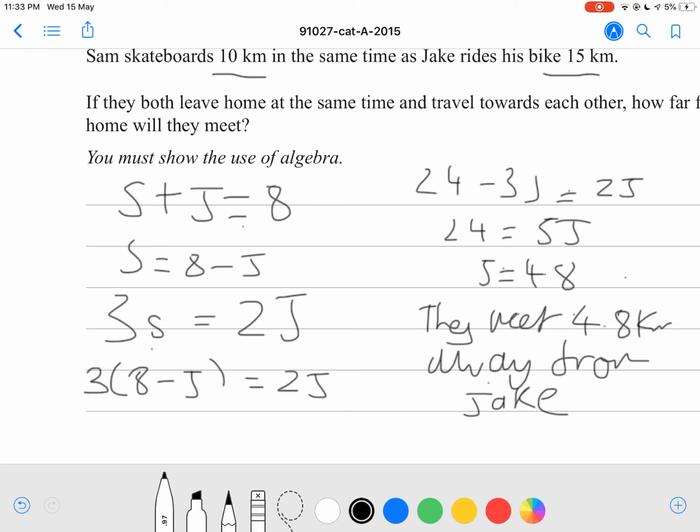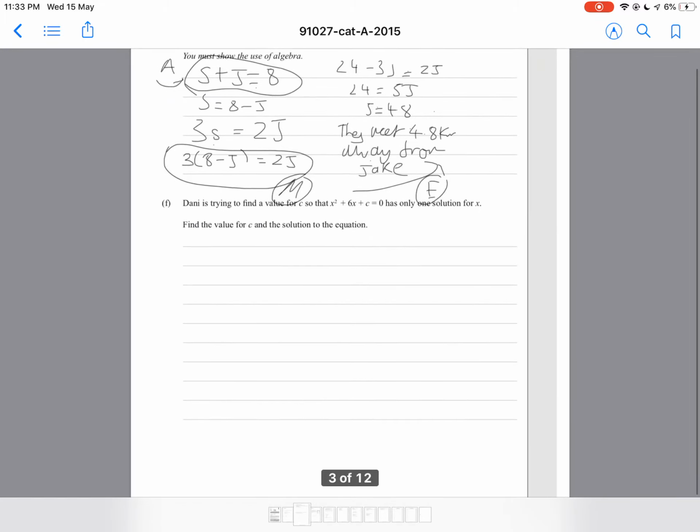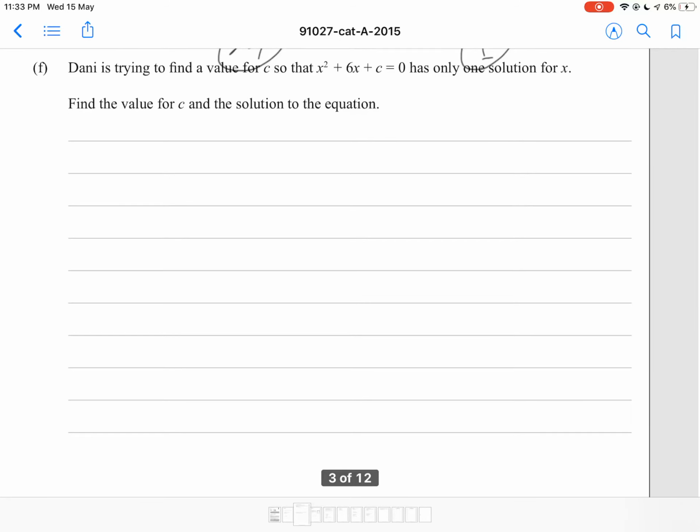Yeah, and that's your final answer. Getting up to here should get you an excellence grade. So one variable substituted, so substituting this into here, that should get you a merit grade. And one equation formed, so S plus J equals 8, that'll get you an achieved. That's one equation formed, okay? So moving along to the last question of question 1.